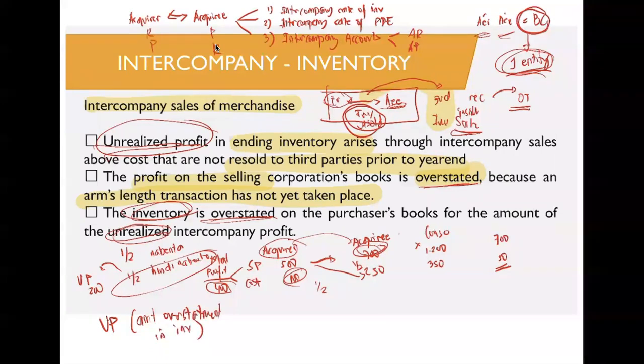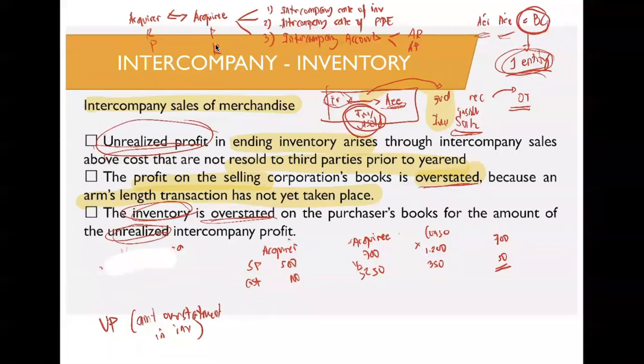Clear? Okay. Let's go back to our example. Let's erase all these items so that we could understand it again. So in our example, we said that the acquirer sold to the acquiree an inventory worth 100 for 500 pesos. The acquiree only sold 1/2 of it. So the 1/2 of the cost of acquiree is 250 and the selling price is 700.